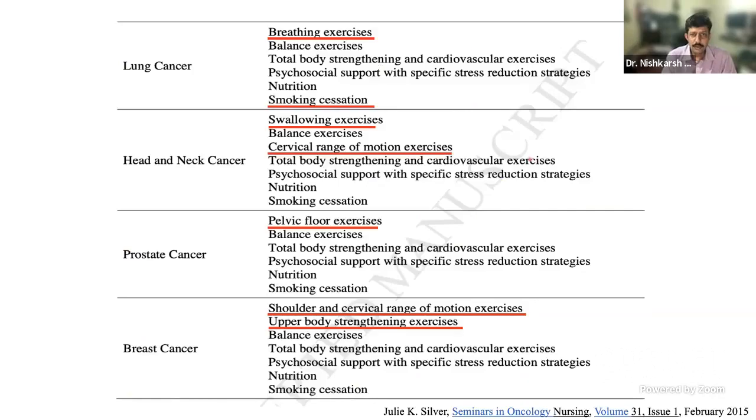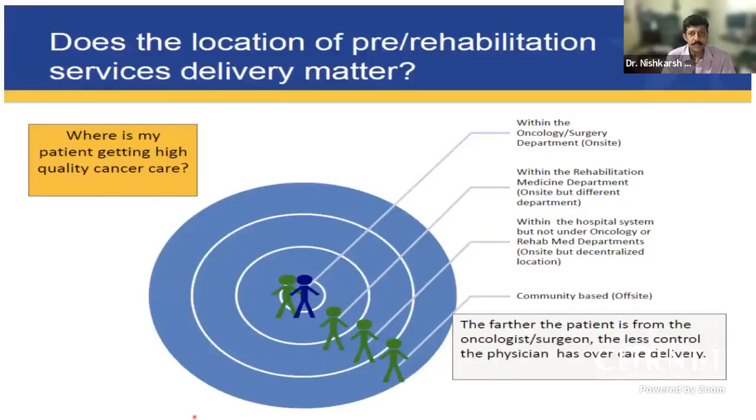And these are the common things in common cancers. So in lung cancer, smoking cessation and breathing exercises; in head and neck cancer, cervical range of motion and swallowing exercises; in prostate cancer, pelvic floor exercises; and for breast cancer, shoulder and cervical range of motion exercises and upper body strengthening. So depending on the surgery and the patient's condition, the exercises can be taught to the patient.